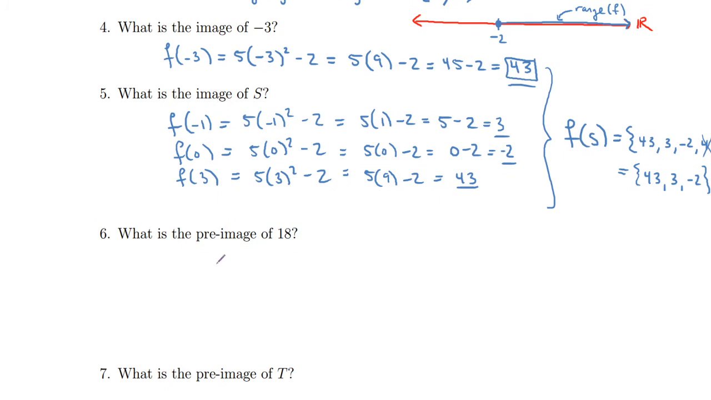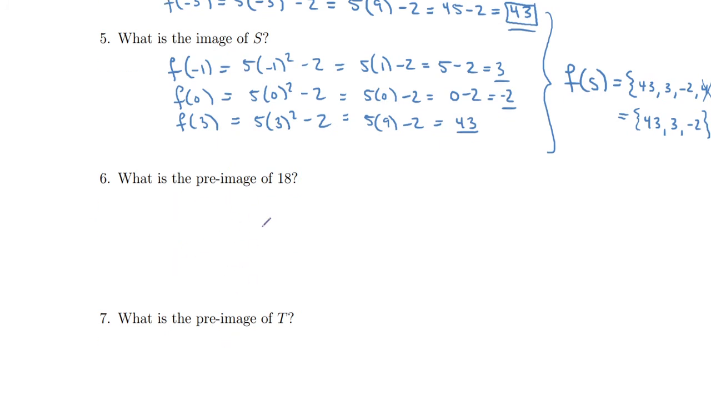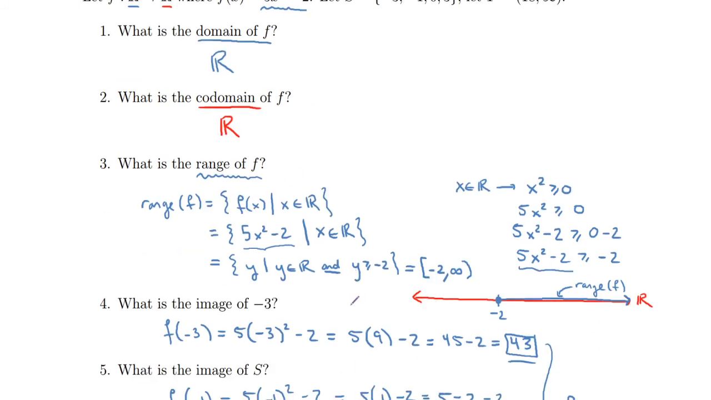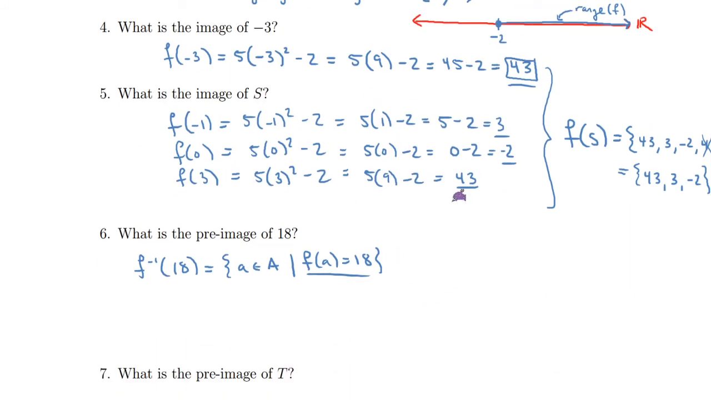Okay, and then finally, let's look at some of these pre-images, right? So what's the pre-image of 18? By definition, the pre-image of 18 is you're going to look for things in A such that f of A is actually equal to 18. You're looking for things where the output is actually 18. So you want to solve for when f of A is equal to 18.